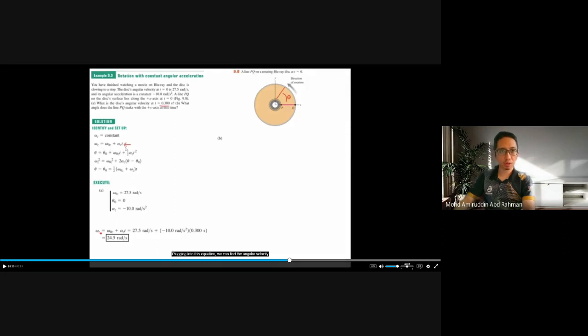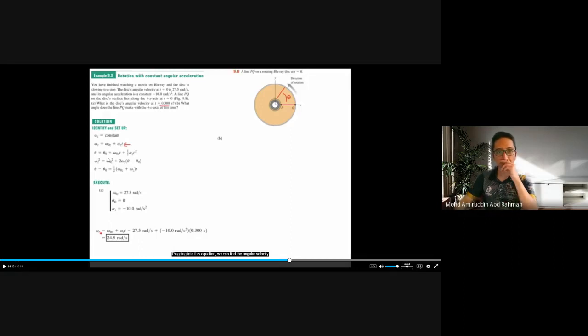And then B. What angle does the line PQ make with the positive x-axis at this time? Now we already have the time. We already have the angular velocity at t equals 0.3. And then we want to know the angle, so we need to find the equation that has the angle in it. So we look there. We have the second equation.